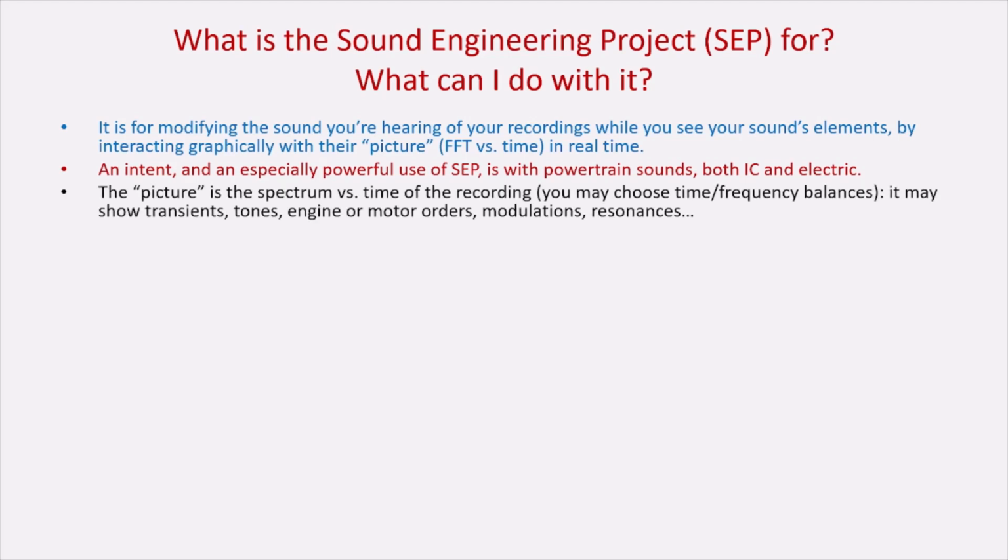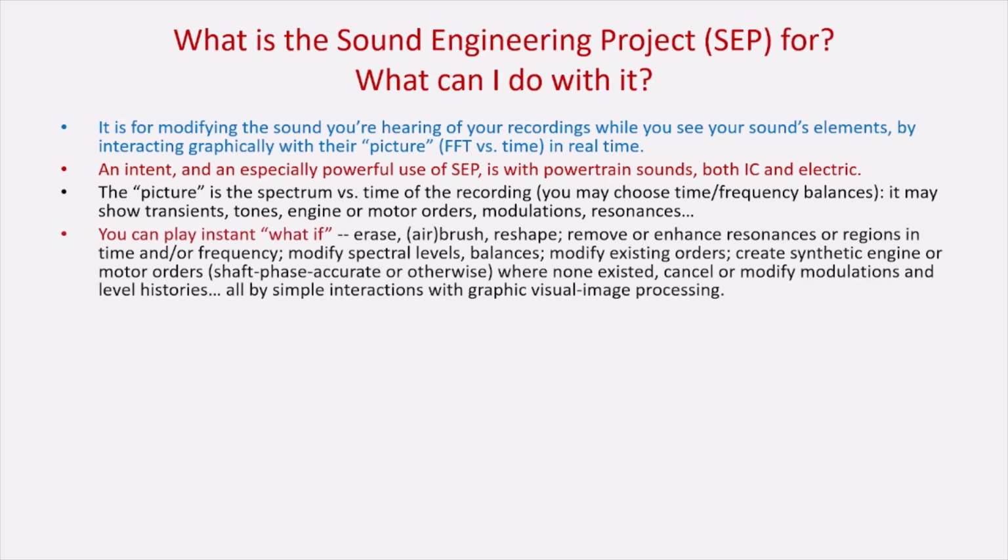The picture in the Sound Engineering Project is the spectrum versus time of the recording. It may show, for example, transients, tones, engine orders, motor orders, modulations, resonances. You can play immediately what if. You can erase, you can get zones and lower the level of things in the zones, or raise them for that matter, replace what you have lowered with noise from somewhere else that is resynthesized. You can airbrush, just like the airbrush used in photo studios.